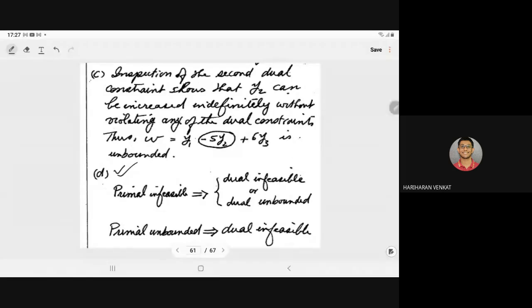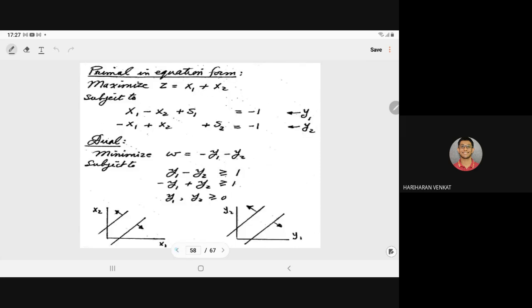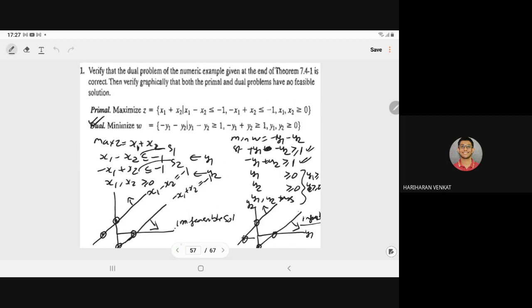That is the important conclusion from the quiz point of view. In the quiz, we generally ask these types of questions. If primal is infeasible, then dual is infeasible or dual is unbounded, right? And if primal is unbounded, then dual is infeasible. For this problem, you can see from the book, this numeric example at the end of Theorem 7.4.1. There we have one example. With that you can conclude this.